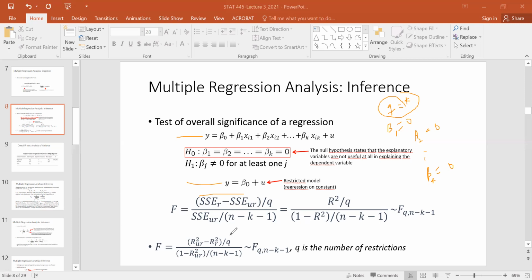Okay, there is another way we can write it. So all these three are useful. If you are going to an exam, you must know all three. This is R squared from the unrestricted model, R squared from the restricted model, and so on and so forth.